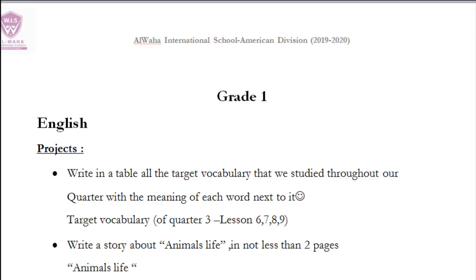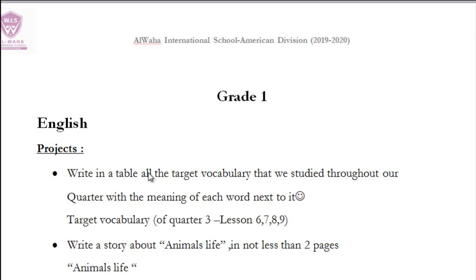If you can insert some pictures in your table, it will be as you see here. With two projects, actually, you have to make one project only. It's an option. You have to choose one of the two. So we tried our best to make it easier for everyone. That's why we put two projects instead of one, for every student to choose the best option for him or for her.